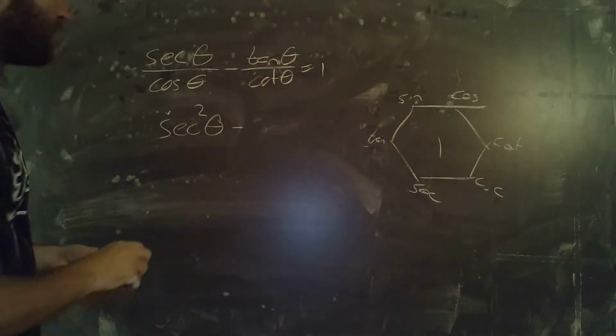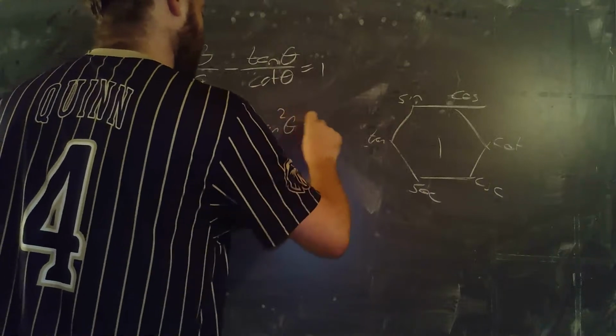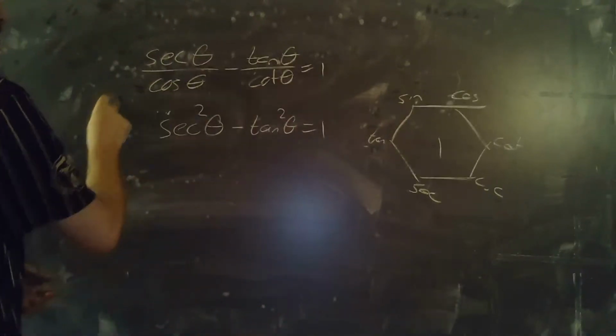Okay, now I can do the same thing here. If I want to take a cotangent from the bottom to the top, then it becomes a tangent by the reciprocal identity. So that's actually tangent squared. That's equal to 1. All right, what do we do here?